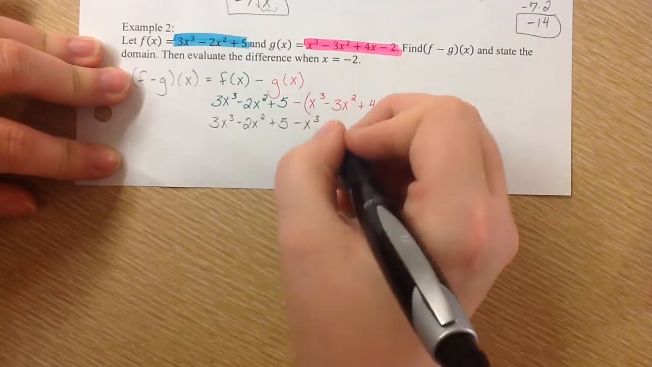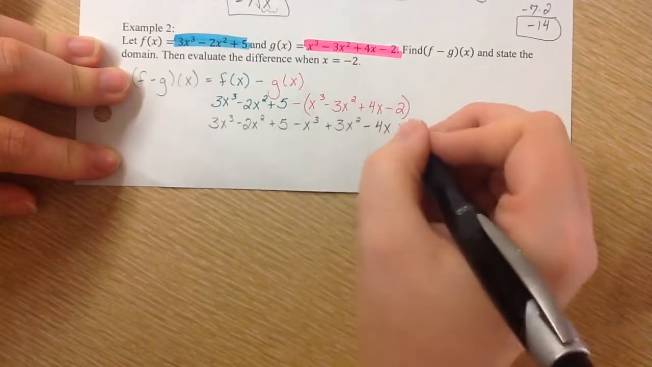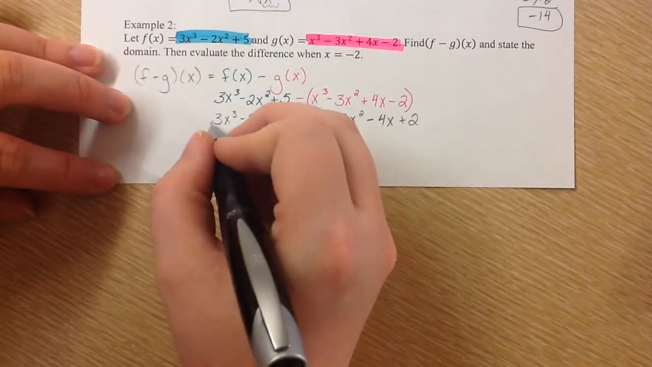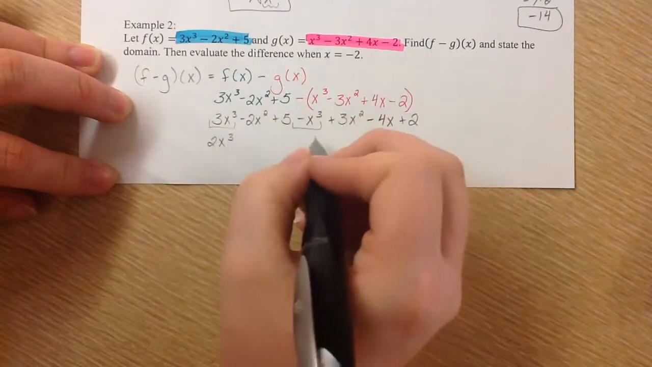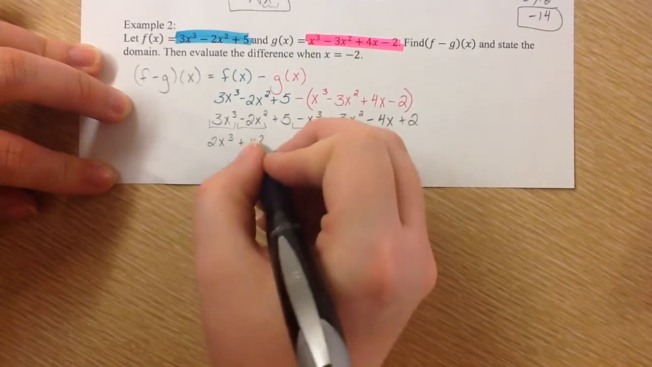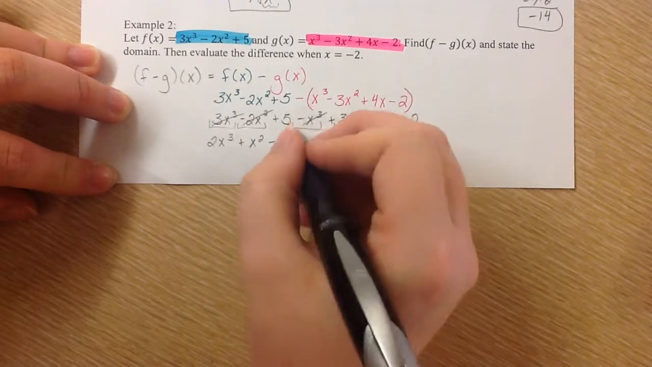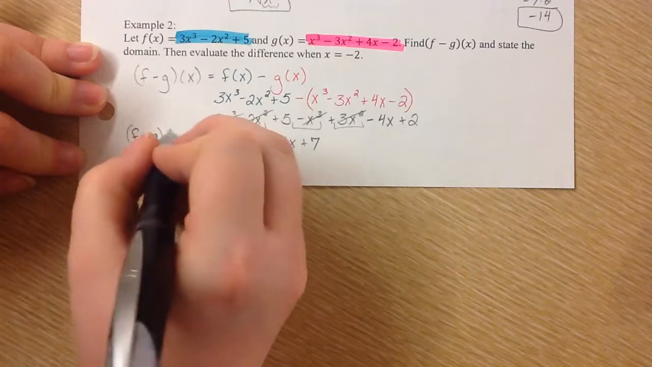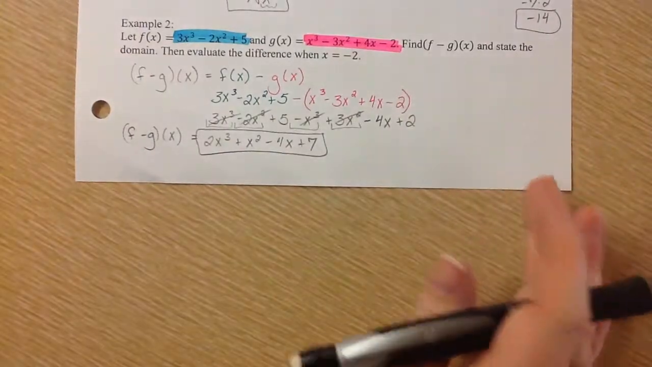Minus x to the third, this will give me plus 3x squared minus 4x plus 2. Now put together like terms. Here we have 3x to the third minus x to the third, 2x to the third, negative 2x squared plus 3x squared plus x squared, so we got that back, minus 4x minus 5 plus 2 plus 7. So this is my f minus g of x function. Okay, right there, my f minus g of x, that guy right there.